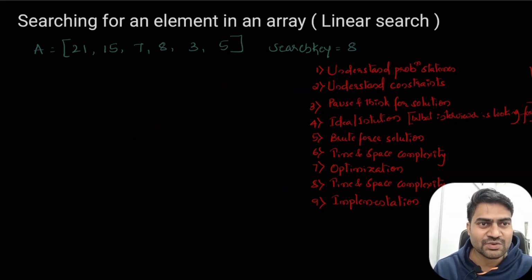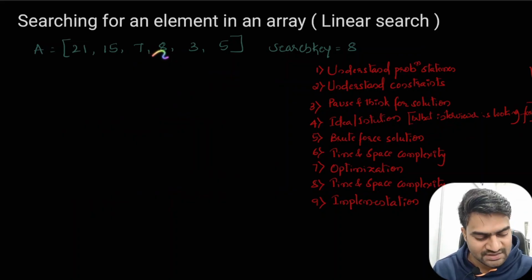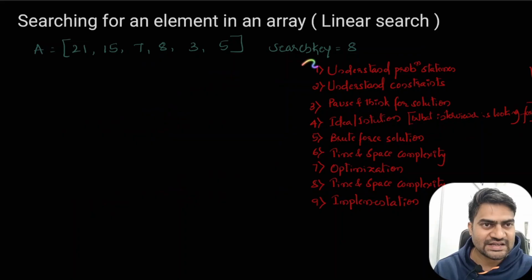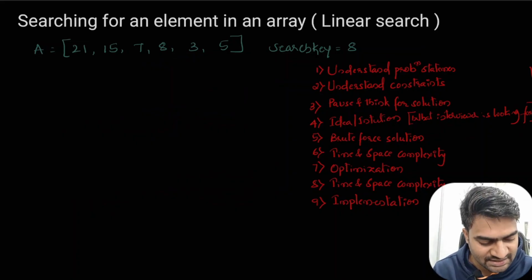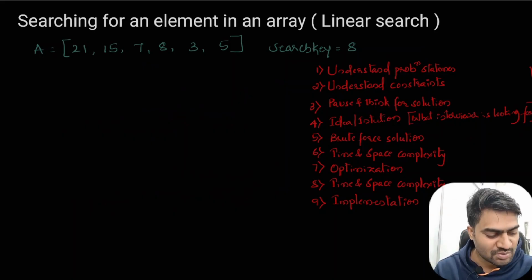Some questions only ask whether the number exists in the array, so we might need to return either true or false, or sometimes they might ask for the index of the number. Here we will try to return the index. If we know the index, then we can also easily return true or false, right? I mean, if the number is available in the array. So that is the first thing, we understood the problem statement.